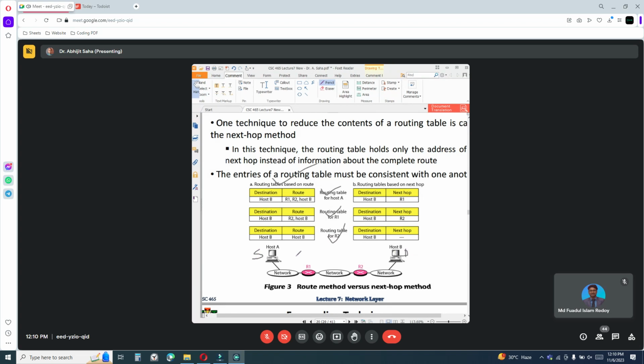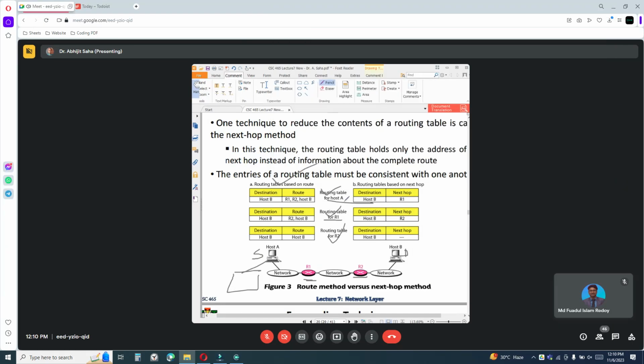So to reach from the source to the destination, you follow the routing table of host A, which is this one, and then when it is sent to R1, from R1 you use the routing table for sending to R2, and R2 has the routing table with which it is able to reach the destination. So you can see that in the routing method, each node keeps the whole path for reaching the destination.